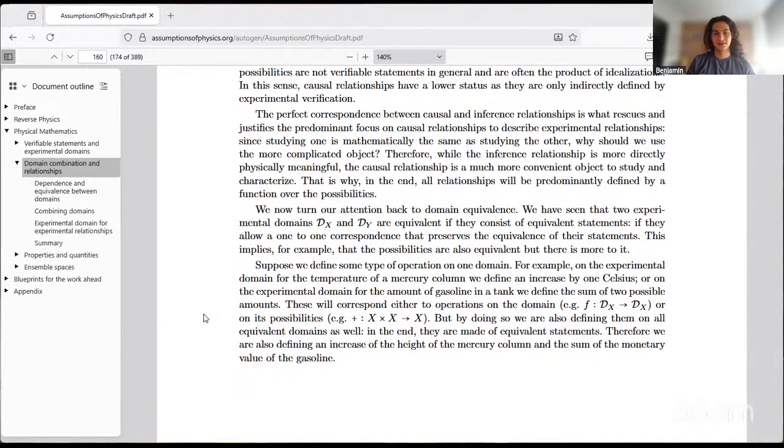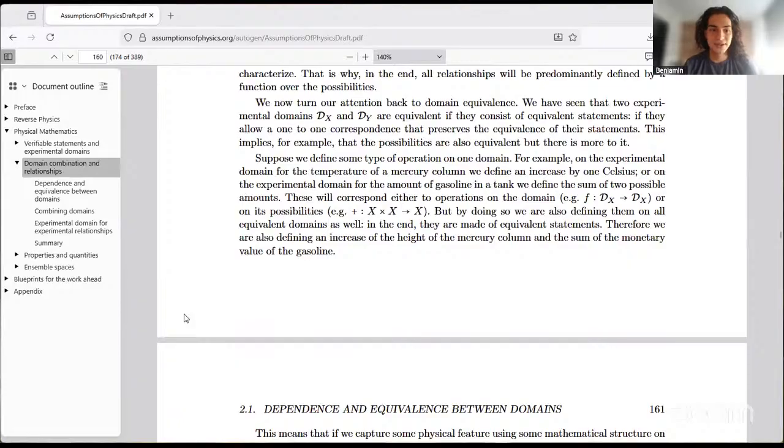All right. We now turn our attention back to domain equivalence. We have seen that two experimental domains, D sub X and D sub Y, are equivalent if they consist of equivalent statements, if they allow a one-to-one correspondence that preserves the equivalence of their statements. This implies, for example, that the possibilities are also equivalent, but there's more to it.